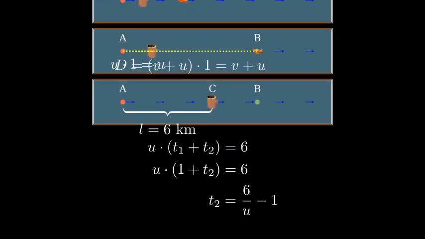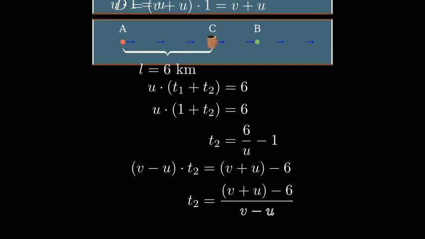During the total time of t sub 1 plus t sub 2, the raft has drifted a distance of 6 kilometers. Since the raft moves at speed u, we can write u times the quantity t sub 1 plus t sub 2 equals 6. Solving for t sub 2, we get t sub 2 equals 6 divided by u, minus 1.